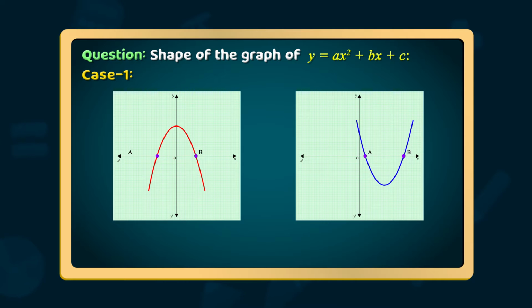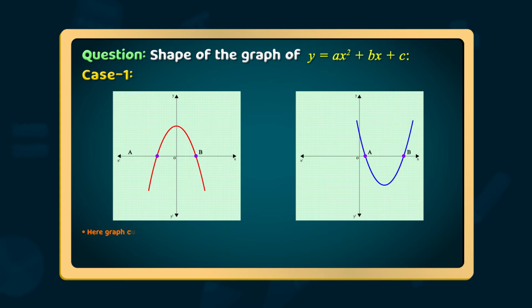So coming to the first one, the curve intersects the x-axis at two distinct points, that is A and B. Coming to the second diagram, here also the curve intersects the x-axis at two distinct points, that is A and B. By observation, we can write the first point.